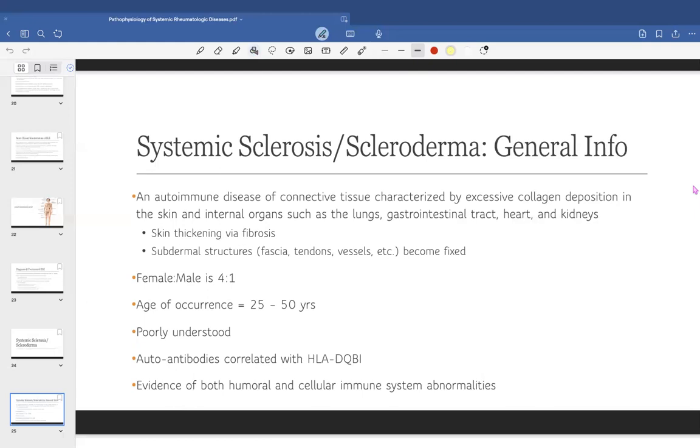So, you know, this is autoimmune, okay? And this has to do with excess collagen deposition within the skin, as well as your other connective tissues. So it's systemic sclerosis, so this collagen is going to be in everything, thickening.